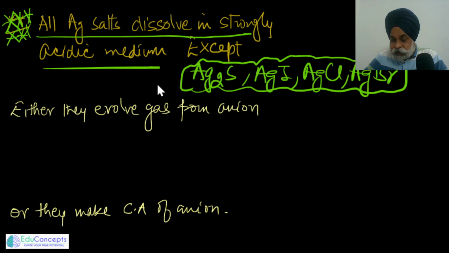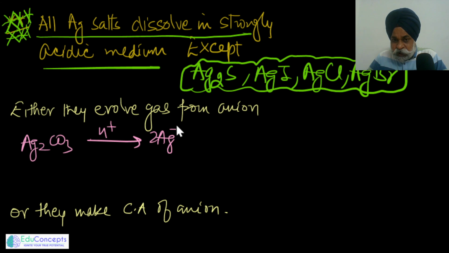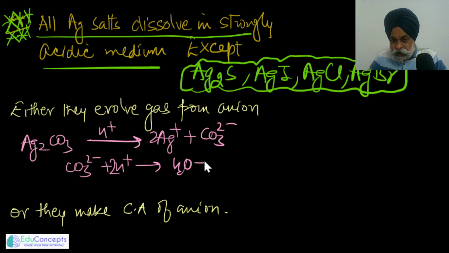Now you could ask me, why is it so? Why do all silver salts dissolve in strongly acidic medium? Say, for example, I have silver carbonate. As soon as you put that into H positive, what would happen? This anionic part would take H positive and change into carbon dioxide and water, and this carbon dioxide easily gets evolved.